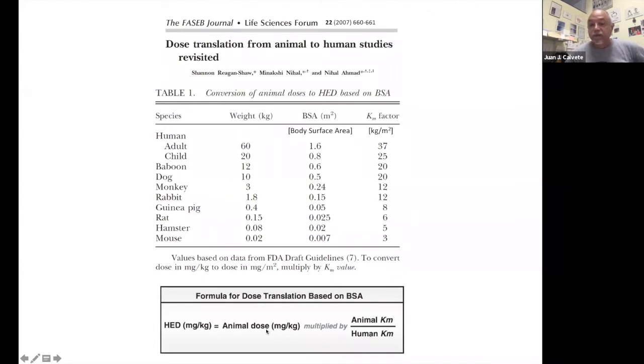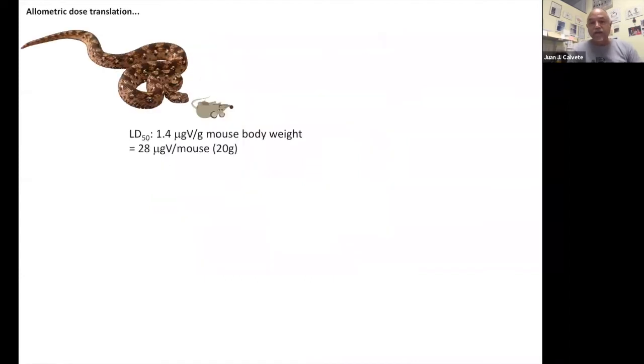So this means you multiply the LD50 gathered in mice by 3 and divide by 37, or just divide by 12.33. And then you get an accurate insight on what should be the toxicity for human. And this is important because, as you see in this slide, this is Echis ocellatus, the LD50 of 1.4 micrograms of venom per gram of mouse body weight is 28 micrograms for a 20-gram animal.